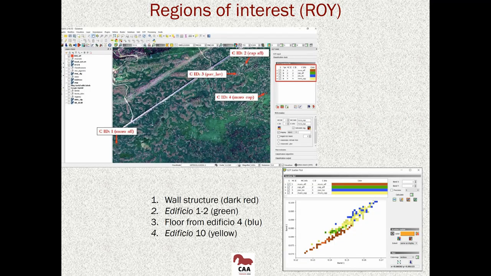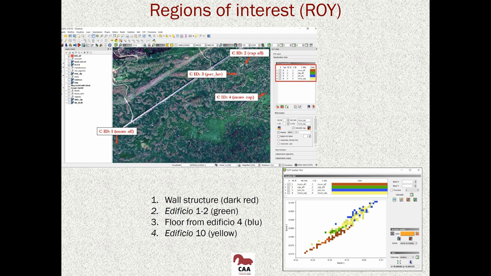To begin our study, as you can see in the upper picture, we identify four classes, shown in this image. One is taken from the wall structure, one from the emerging archaeological structure called building 1 and 2, a third from the floor of building 4, and the last from building 10, that is the biggest structure in the area, which has a completely different spectral signature than building 1 and 2.